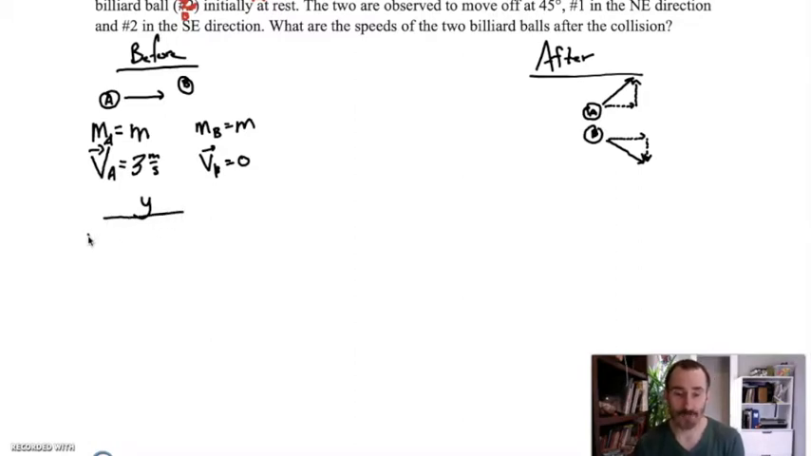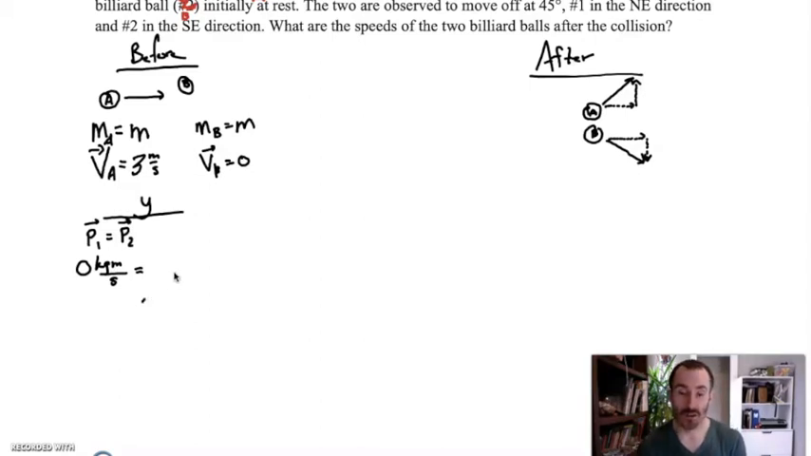So in the y direction, the momentum at the beginning is equal to the momentum at the end. So the y momentums at the beginning have to equal the y momentums at the end. So at the beginning, there is no y momentum, right? Ball A is just moving horizontally, ball B is not moving at all, and so at the very beginning, there is no y momentum, 0 kilogram meters per second. Okay, at the end though, each ball has momentum, just in the opposite direction.